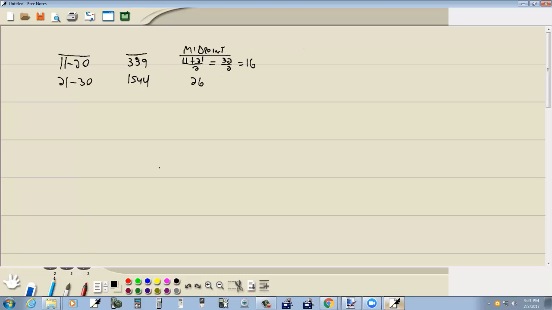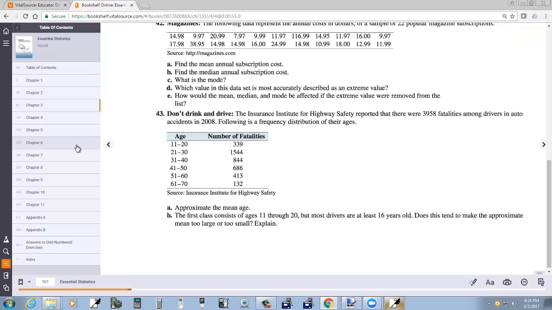But when we multiply the frequency, this is our frequency and this would be our x. So for our formula, when we take f times x, we're going to take 339 times 16, whatever that gives you. Now consider, it says most drivers are at least 16 years old.